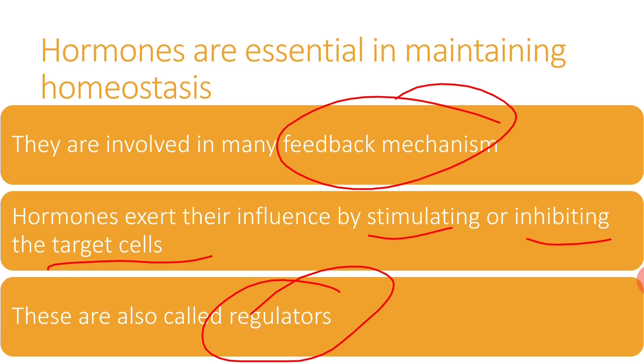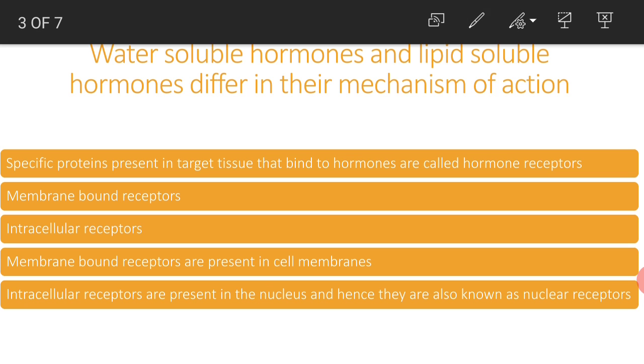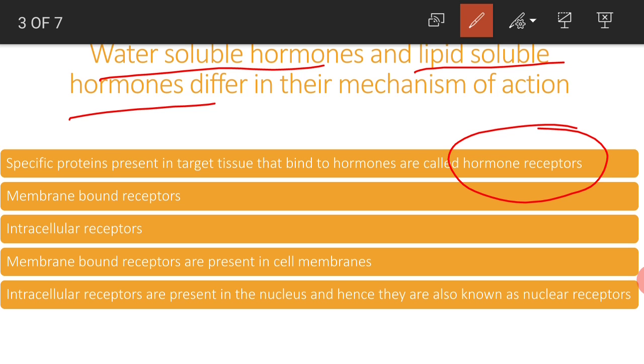And I told that there are two types of hormones, namely water soluble hormones and lipid soluble hormones. And these two sets of hormones differ in their mechanism of action. There are specific proteins present in the target tissue that bind to hormones, and these are called hormone receptors. So, hormone receptors means special or specific proteins present in the target tissue. And these receptors may be bound to the membranes sometimes, and some receptors are found in the intracellular environment.